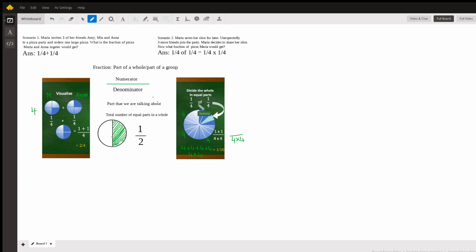And what is the fraction that each one is going to get? On the top, it's just 1 times 1, so that is equal to 1/16. So now you know why we multiply both numerators and denominators when multiplying two fractions. But at the same time, if you're adding two fractions, you do not add the denominators.